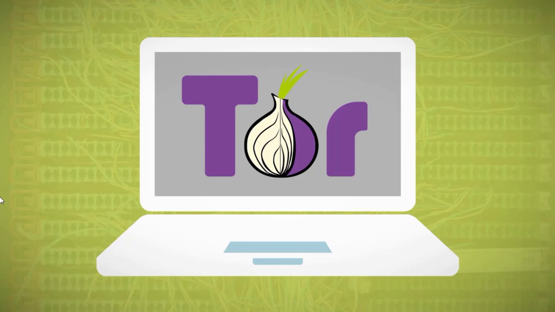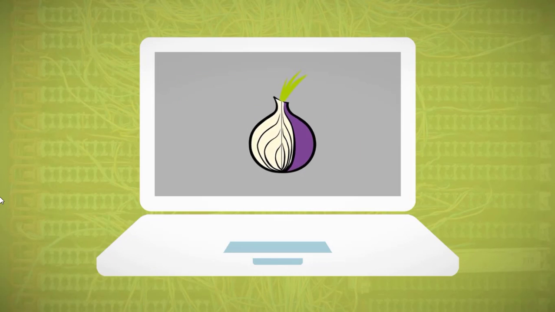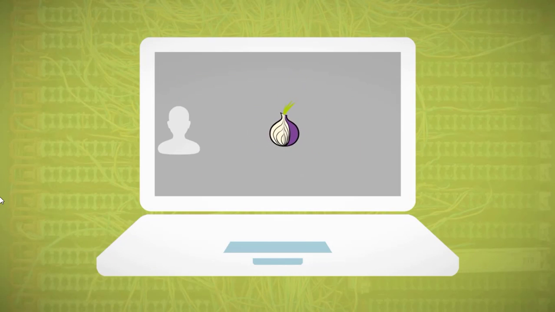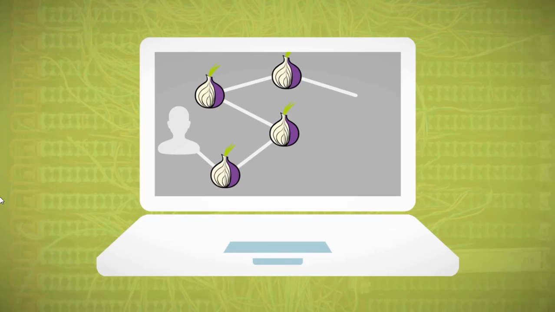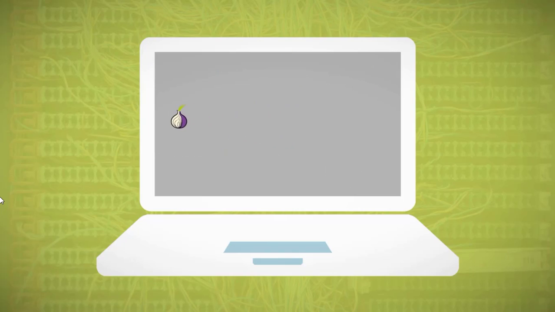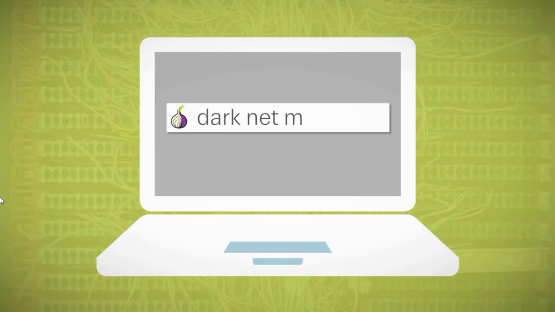Tor uses the principle of onion routing for anonymous communication over a computer network. With Tor, messages are encrypted in layers and pass through routers until they reach their final destination. The identity of the sender of the message remains hidden. Tor is the technology used to access online markets in the darknet.